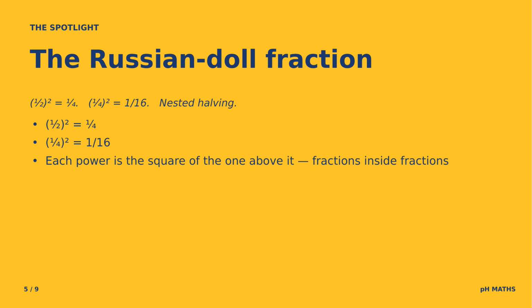The Russian doll fraction. A half squared equals a quarter. A quarter squared equals 1/16. 1/16 squared equals 1/256. Each power is the square of the previous one. So, fractions nested inside fractions, doll inside doll. Same pattern in geometry. Half the side lengths of a shape and the area becomes a quarter. Half the lengths again and the area becomes a 16th. The quarter is what links one-dimensional halving to two-dimensional shrinking.